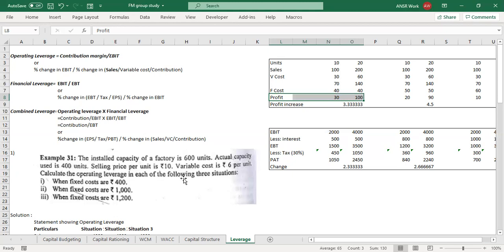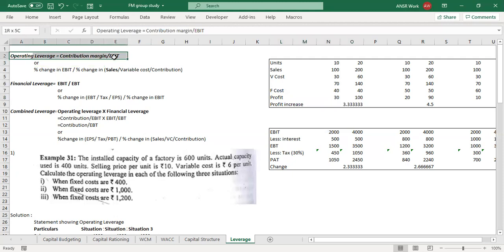Calculate the operating leverage in each of these three situations. There are three situations given. Fixed cost is 400, fixed cost is 1000, fixed costs are 1200. In the same exact way, you just have to calculate the operating leverage. Can you quickly do it and tell me the answers? So your production remains at 400 only, right? Yes, that remains constant. So operating leverage, as I said, here I'm highlighting the formula, contribution divided by EBIT. Cost is 6 per unit, selling price 10.